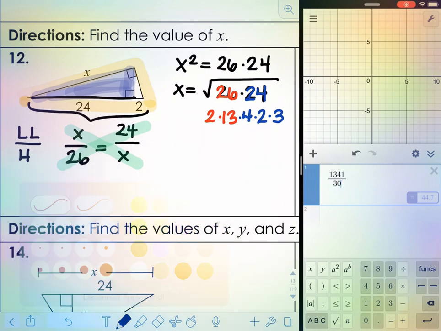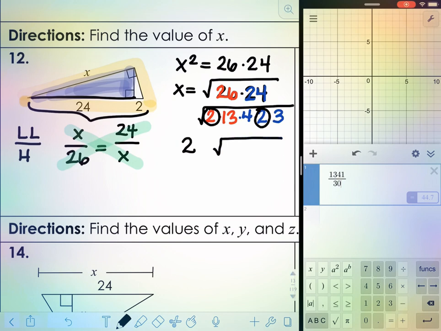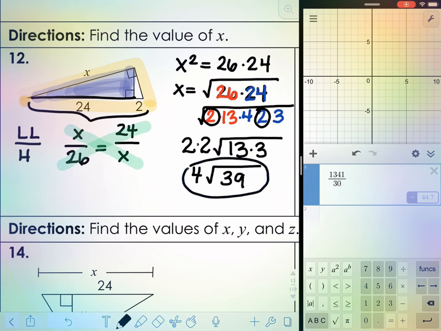Okay, so we're still taking the square root. I have 2 2's. That means one of them can come out. Square root of 13, I don't know, so I'm going to leave that as is. The square root of 4 is 2. And then square root of 3 can't be simplified, so I'm going to leave that as is. So outside the radical, we end up with 2 times 2, which is 4. And then under the radical, we have 13 times 3, which is 39. So our answer is 4 square roots of 39.